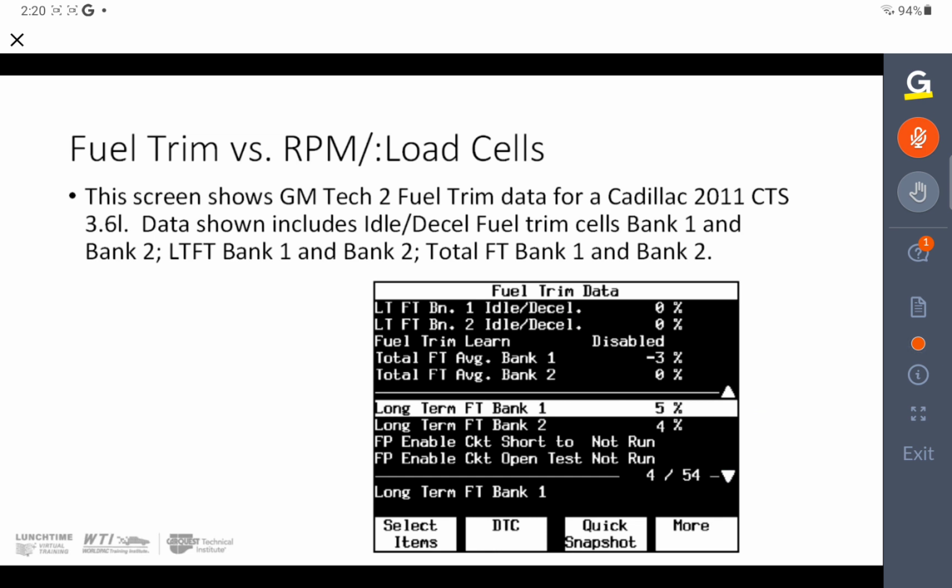On here, we're looking at the Tech 2 screen, and this is a 2011 Cadillac. And on this, we're looking at the idle D cell fuel trim cells for bank 1 and bank 2. We're also looking at long-term fuel trim bank 1 and bank 2, and then the total fuel trim cells for bank 1 and 2. Again, just showing you different ways that a manufacturer will either group fuel trims together, give you total fuel trim, or give you individual short-term or long-term fuel trim.